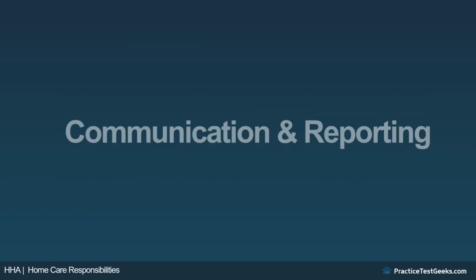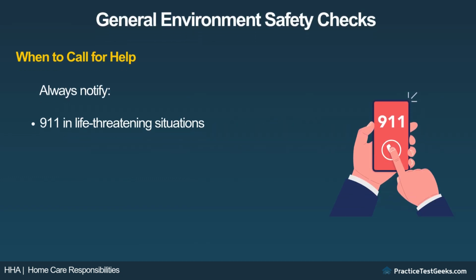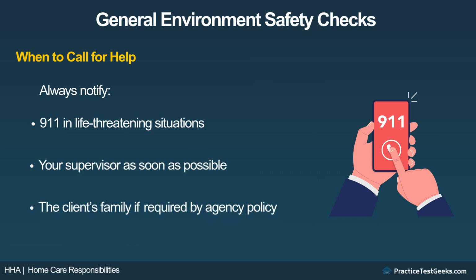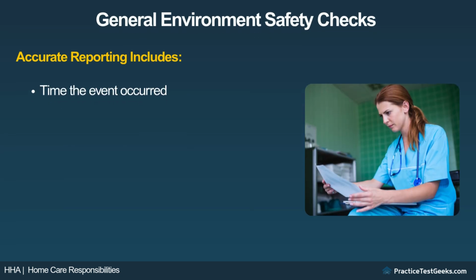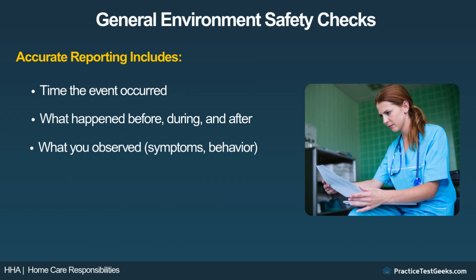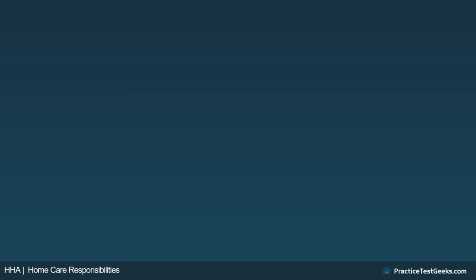Communication and reporting. When to call for help. Always notify 911 in life-threatening situations, your supervisor as soon as possible, and the client's family if required by agency policy. Accurate reporting includes the time the event occurred, what happened before, during, and after, what you observed, symptoms, behavior, what actions you took, and names of people you contacted. Keep calm, clear, and concise. Your detailed report helps the care team respond effectively.